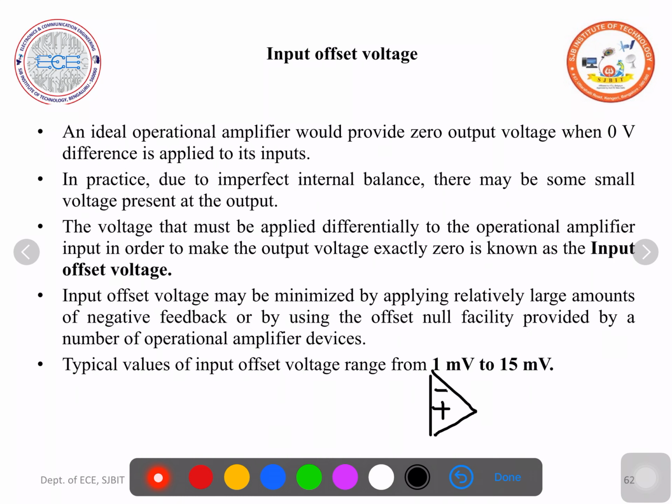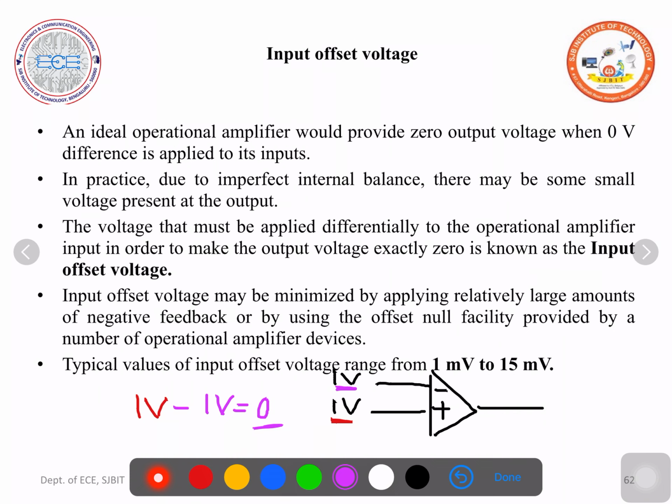Input offset voltage. So we'll go back to the symbol. This is the symbol of the operational amplifier. Inverting input terminal, non-inverting input terminal. Here is the output terminal. Suppose I apply 1 volt here and 1 volt here. This 1 volt I am applying to the non-inverting terminal, and this 1 volt to the inverting input terminal. So 1 volt minus 1 volt, so this is 0 volts.